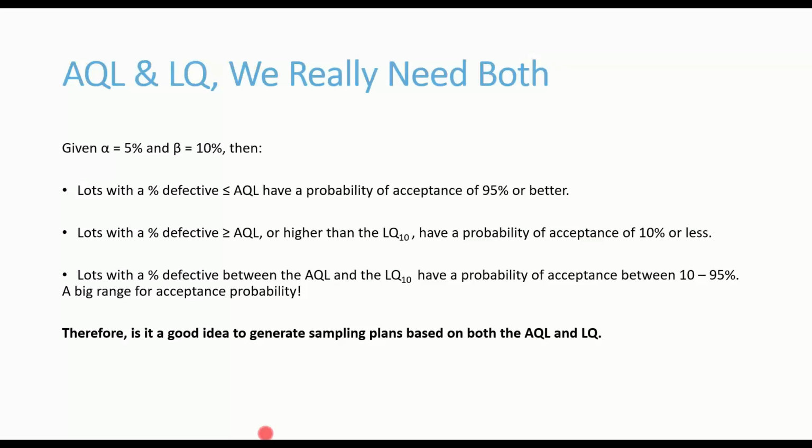So anyway, we really need both the AQL and the LQ. Many people wrongly believe that lots with percent defective above the AQL will always be rejected, and that's not true. We're working with a random sample, right? And we're working with statistics and probability. So we always have that wiggle room. We always have some leeway.